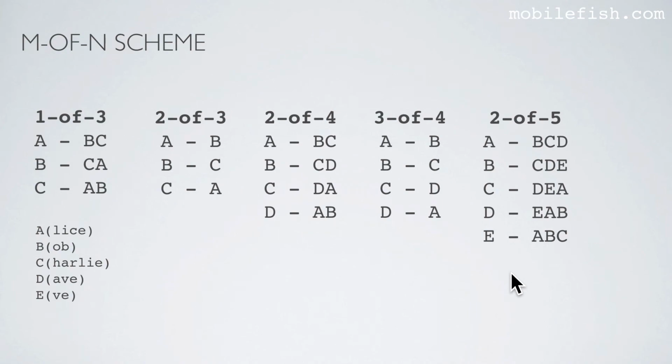Here are a few other examples. By the way, A, B, C, D, and E refers to these persons. For example, in a 2 of 5 scheme, Alice needs to share her key with Bob, Charlie, and Dave. Bob needs to share his private key with Charlie, Dave, and Eve. Charlie needs to share his private key with Dave, Eve, and Alice. Dave needs to share his private key with Eve, Alice, and Bob. And Eve needs to share her private key with Alice, Bob, and Charlie.